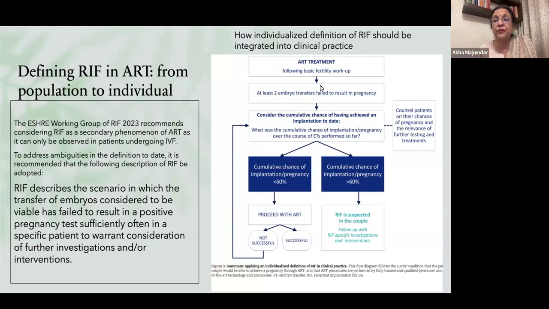But yes, when you reach a more than 60% cumulative chance of implantation or pregnancy rate, that is when you start thinking that she should have implanted by this time, more than 60%. She's not. So let me look at RIF. And that is when you start counseling patients on their chances of pregnancy and the relevance of further testing and treatment both.